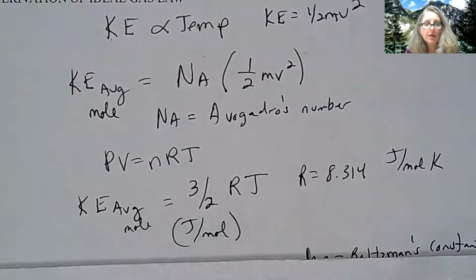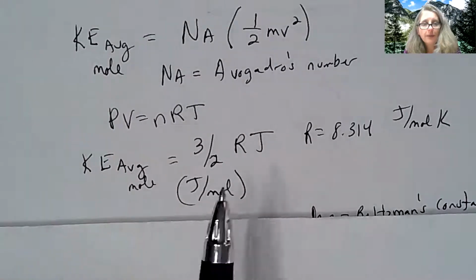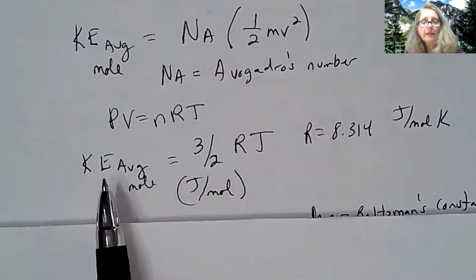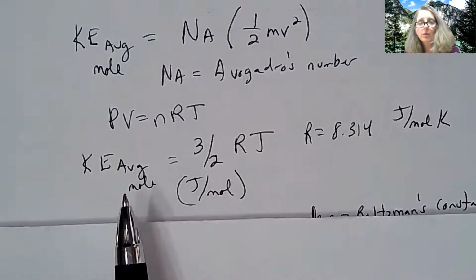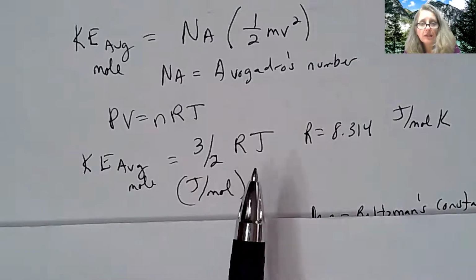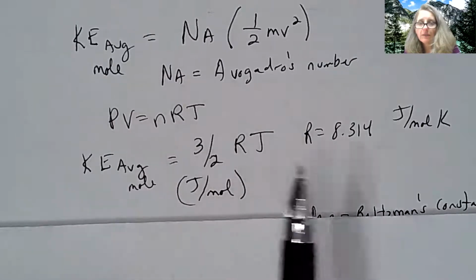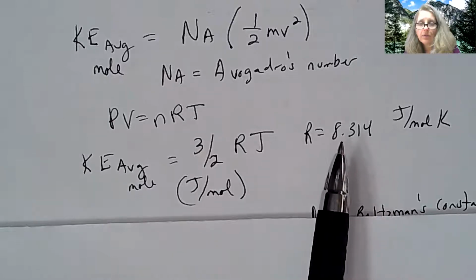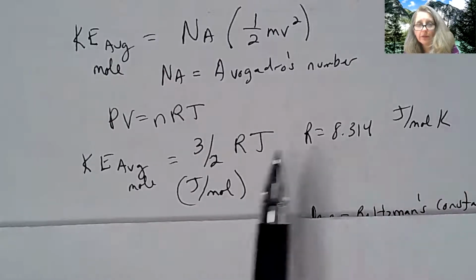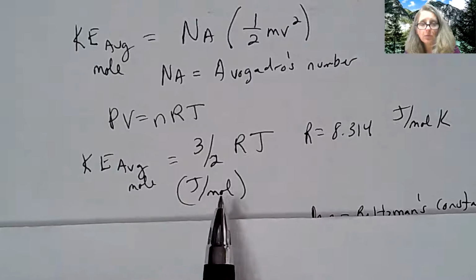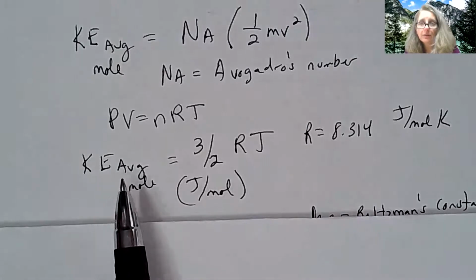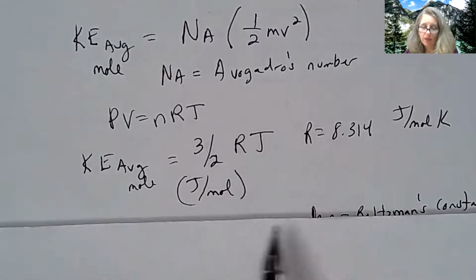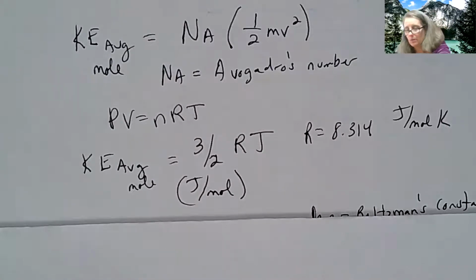I could find what we call the kinetic average another way, the kinetic energy of the average of a mole of gas. So 3/2 RT can be derived from PV equals nRT. R has to be 8.314 joules per mole Kelvin for this, so that I end up with joules per mole for my energy unit. And again, this could be derived, I'm just not going to spend any time doing that.